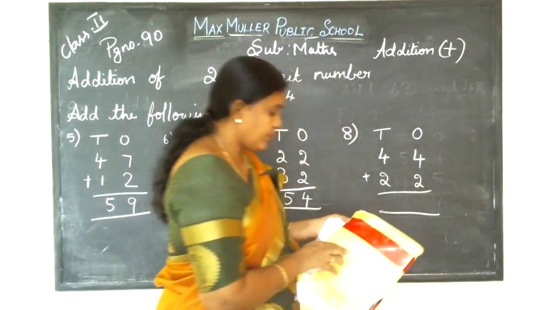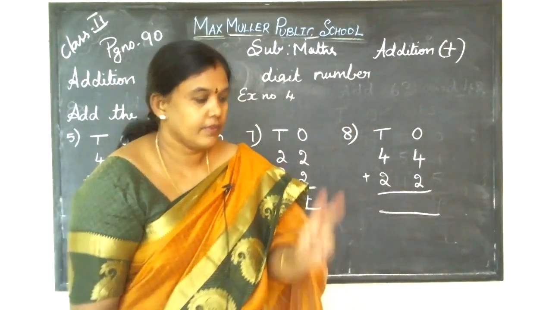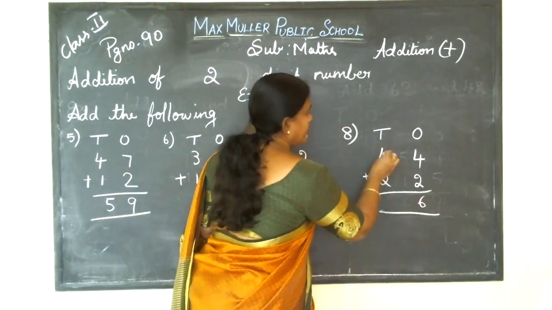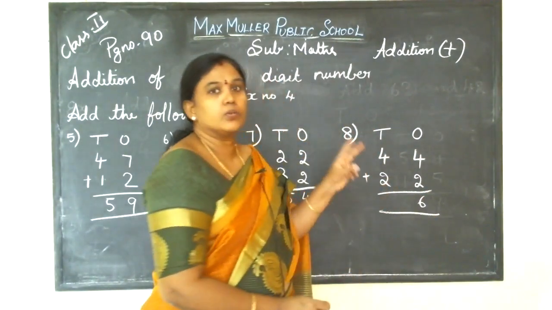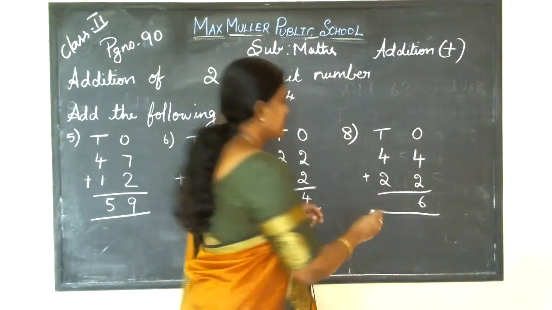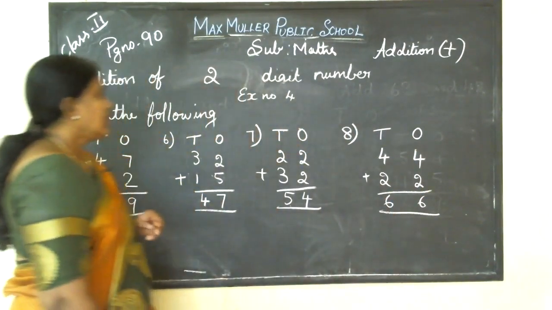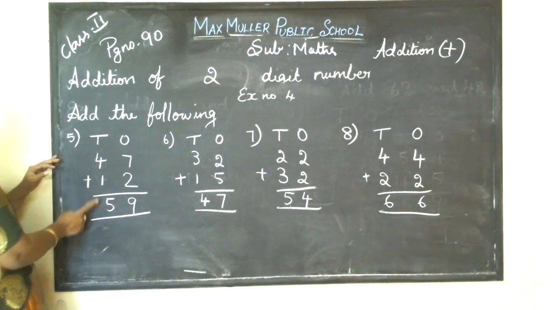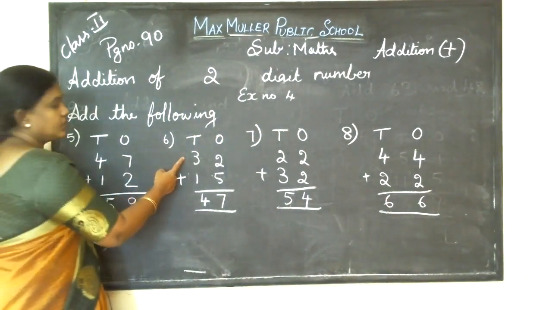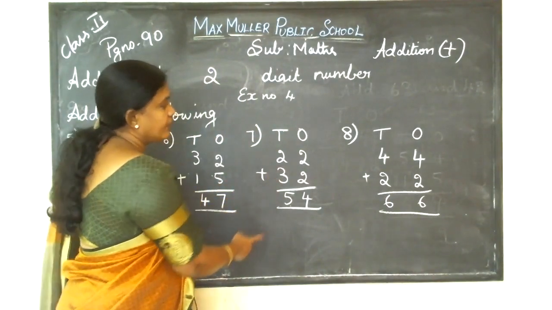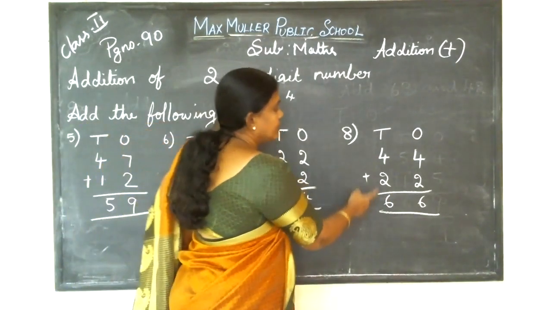4 plus 2. 4 in the mind. 2 on my finger. After 4, 5, 6. Here also 4 plus 2. 4 in the mind. 2 on my finger. After 4, 5, 6. Understood, children? Like that you want to do the 5th, 6th, 7th, 8th. Now check it once again. 47 plus 12, 59. 32 plus 15, 47. 22 plus 32, 54. 44 plus 22, 66.